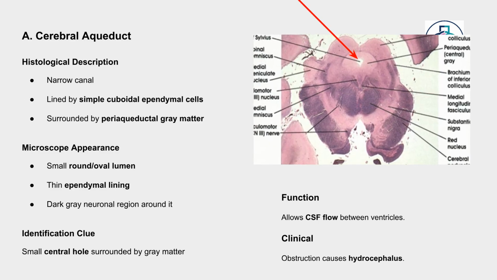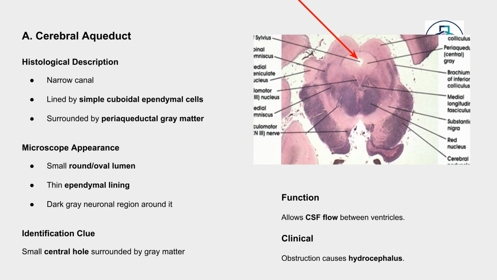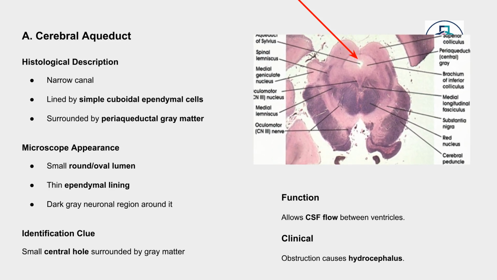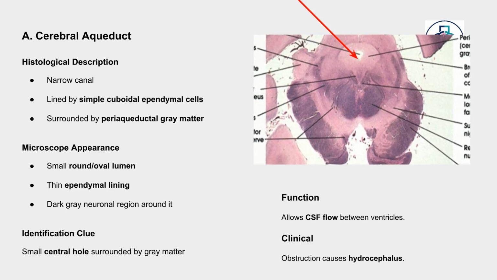The cerebral aqueduct is a narrow canal lined by simple cuboidal ependymal cells and surrounded by periaqueductal gray matter. Its function is to allow CSF flow between the ventricles. Clinically, obstruction can cause hydrocephalus.